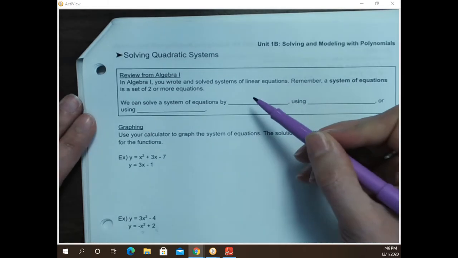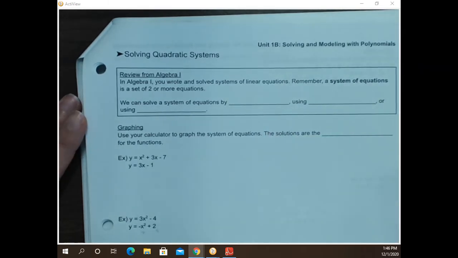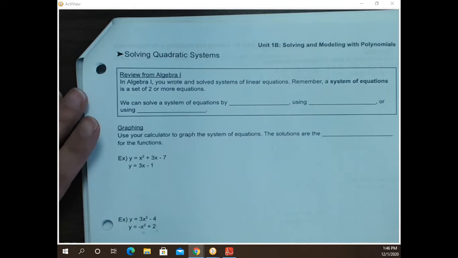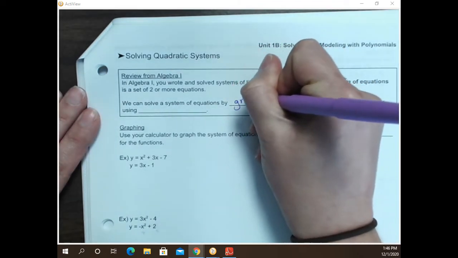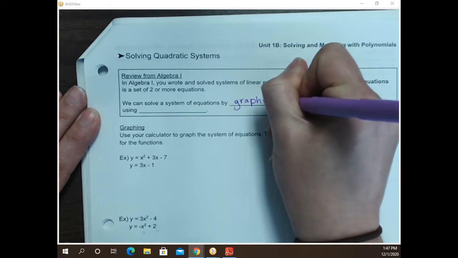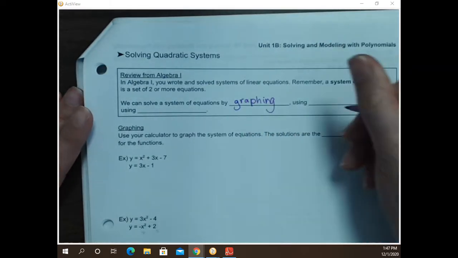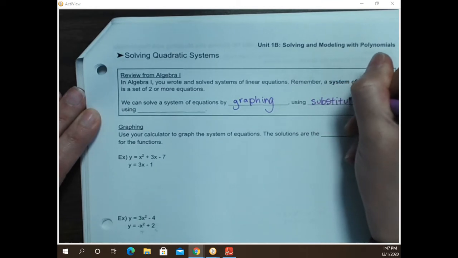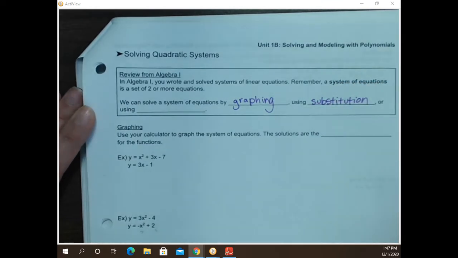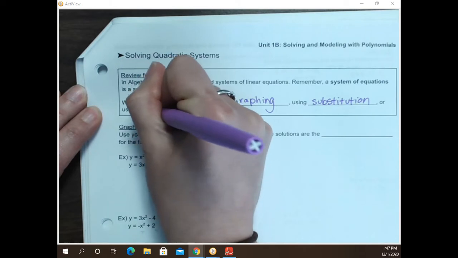So again, from Algebra 1, we wrote and solved systems of linear equations. Remember that a system of equations means that I've got two or more equations. I call it the system. I've got multiple. And we know that we can solve a system of equations by graphing, by using substitution, or by using elimination.